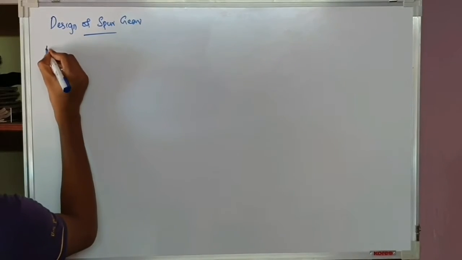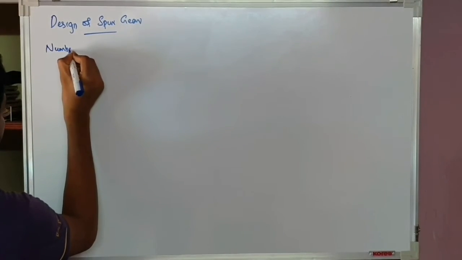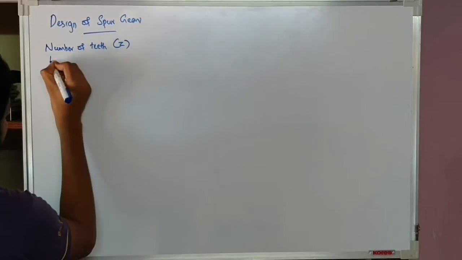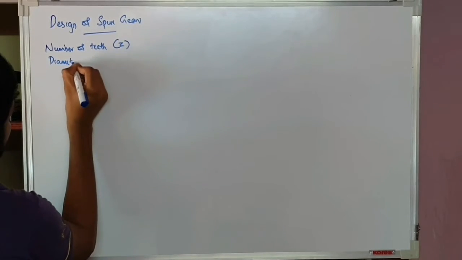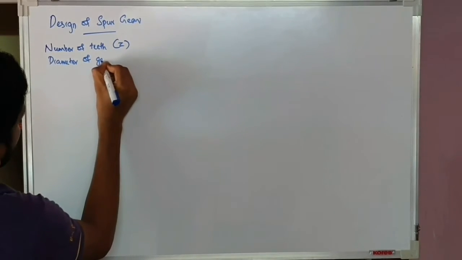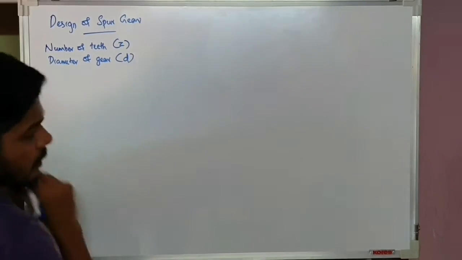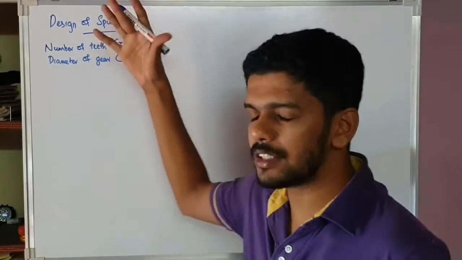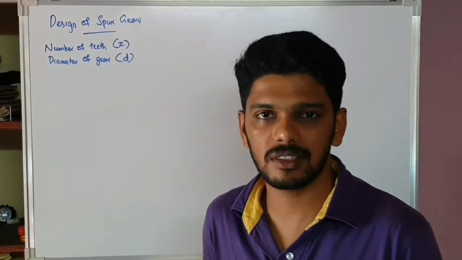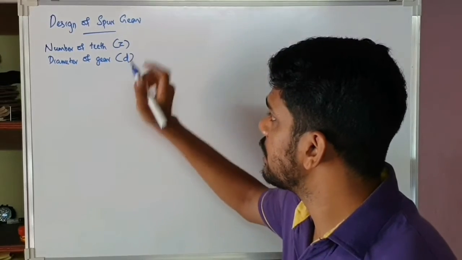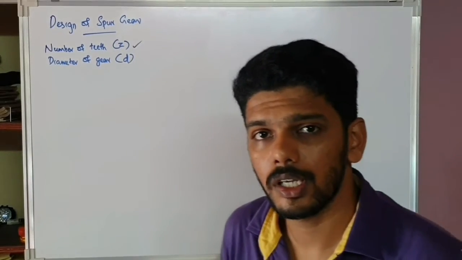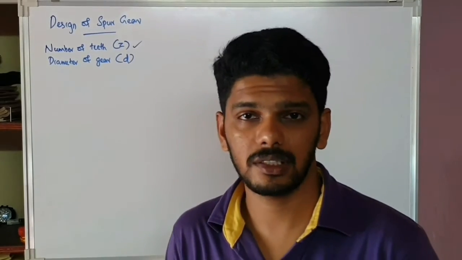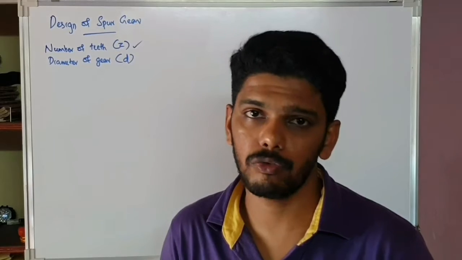Number of teeth is Z. Diameter of gear is d. You have to check whether these 2 things are given or not. Based on these things, the procedure will have slight differences. If the number of teeth is given, take that. If the number of teeth is unknown, always assume it. Without the number of teeth, we can't go forward.